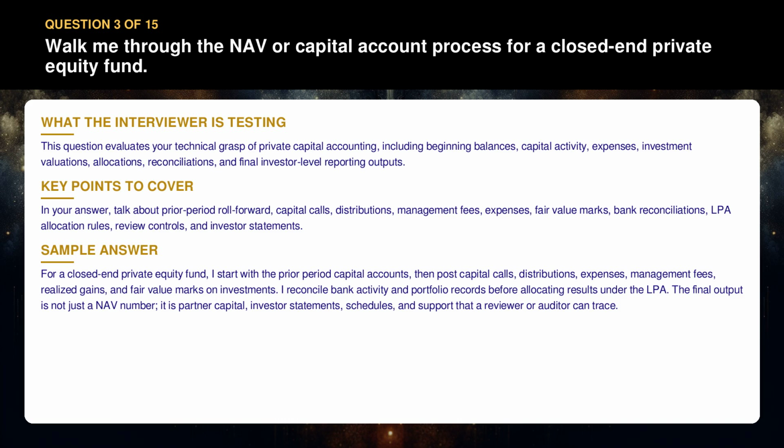For a closed-end private equity fund, I start with the prior period capital accounts, then post capital calls, distributions, expenses, management fees, realized gains, and fair value marks on investments. I reconcile bank activity and portfolio records before allocating results under the LPA. The final output is not just a NAV number. It is partner capital, investor statements, schedules, and support that a reviewer or auditor can trace.